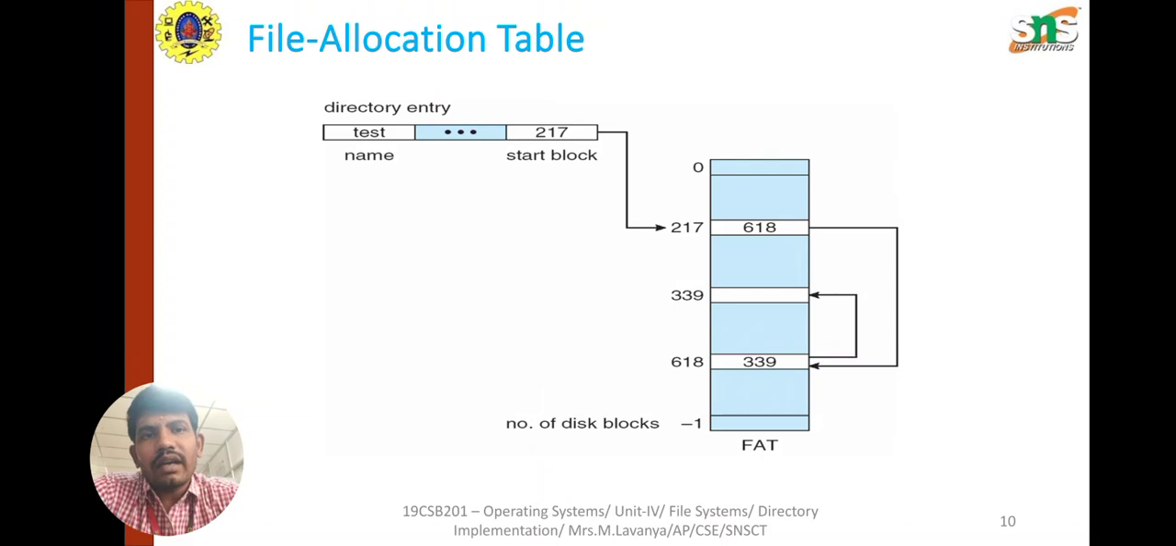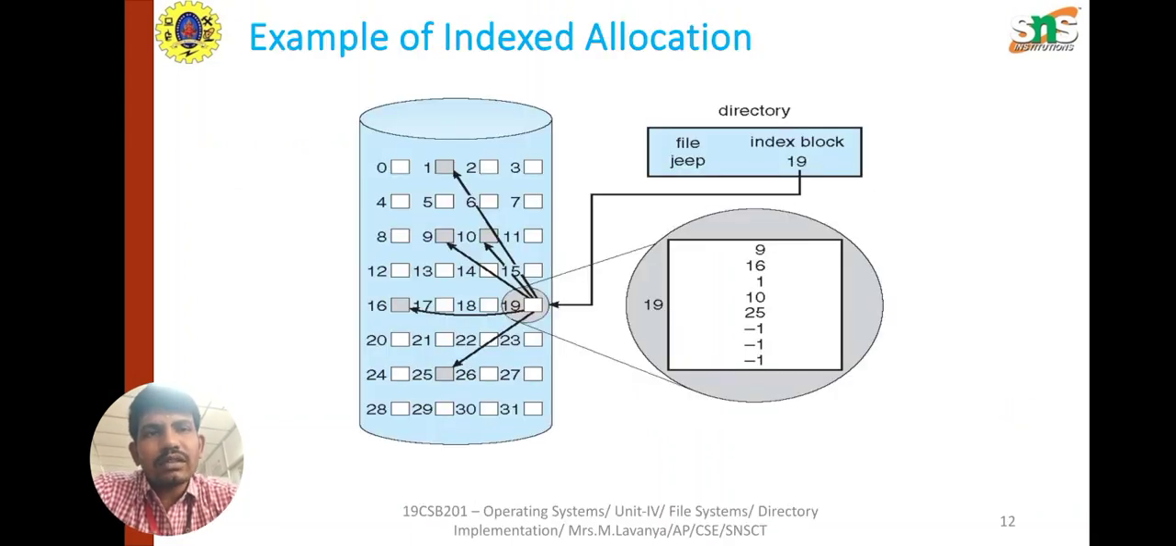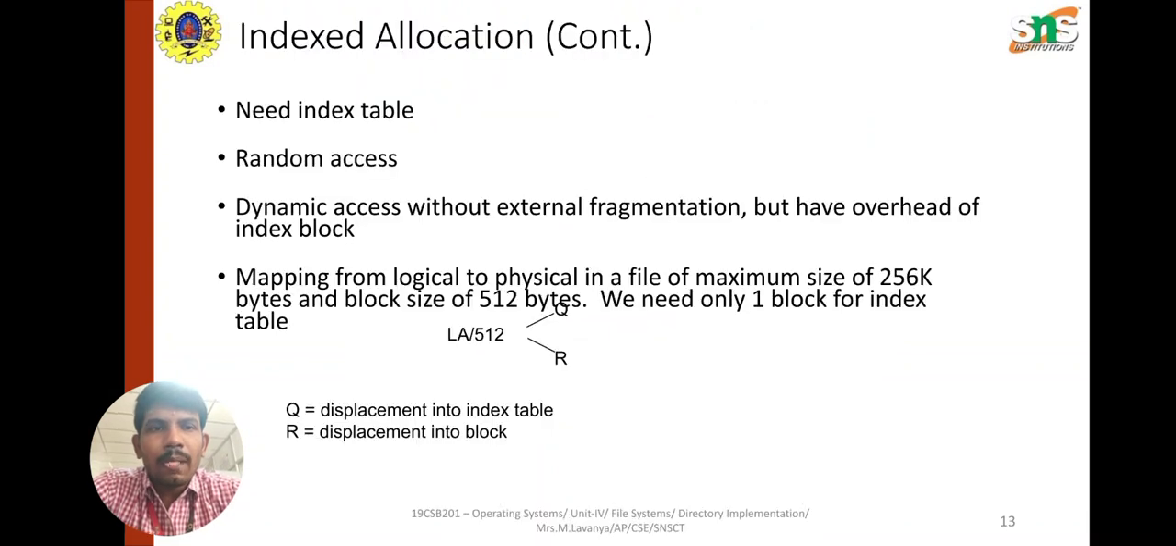File allocation table: we have the directory entry with the start and end, and this file allocation technique uses the file allocation table. In index allocation, each file has its own index block. We have four index blocks, meaning four index files. This is the logical view of indexed allocation. In the example of index allocation, each index has an individual block, and each block points to different files. Index allocation needs an index table, and it supports random and dynamic access without external fragmentation, but has the overhead of index blocks.